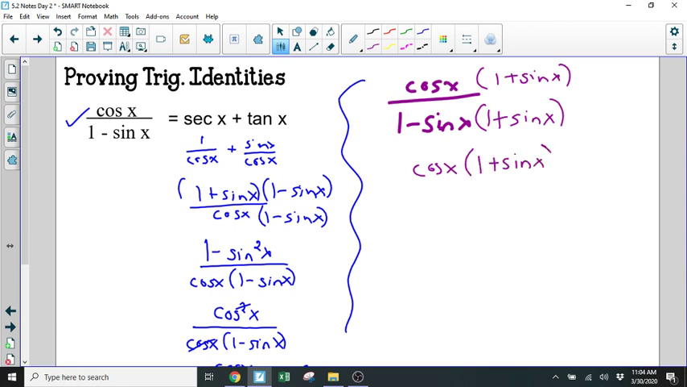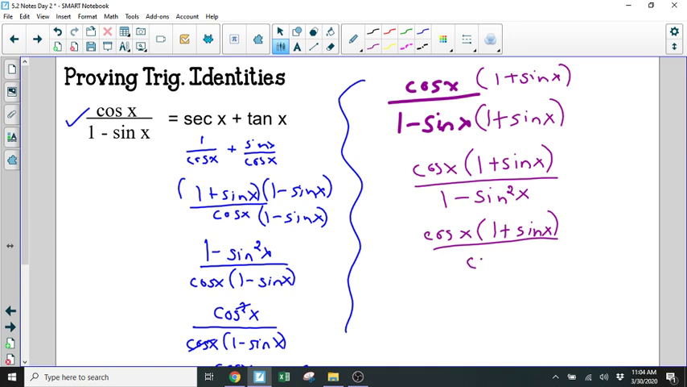You'll notice that a lot of times on the distributing part of it, I hold off for just a few minutes to see what's going to happen before I distribute. And that is because of this next step. A lot of times what happens is it'll end up canceling. 1 minus sine squared is cosine squared, and the cosine here and one of the cosines here would cancel. And we get to 1 plus sine x over cosine x.